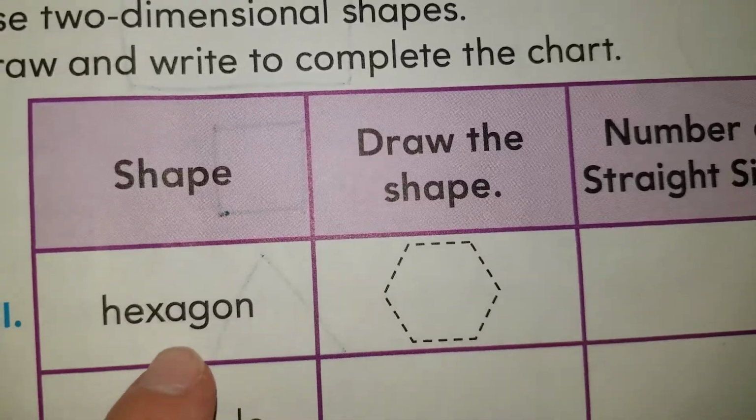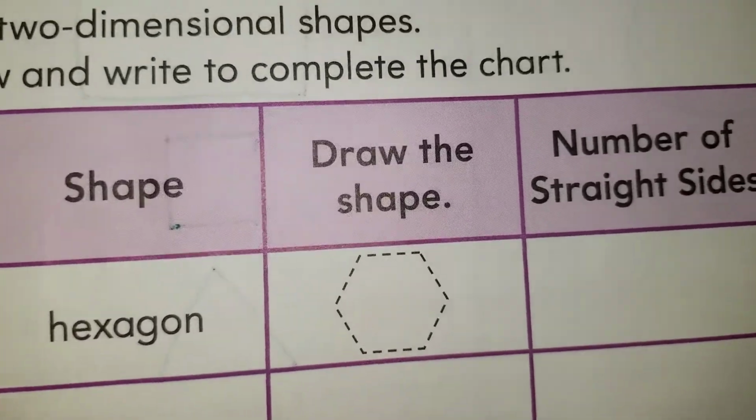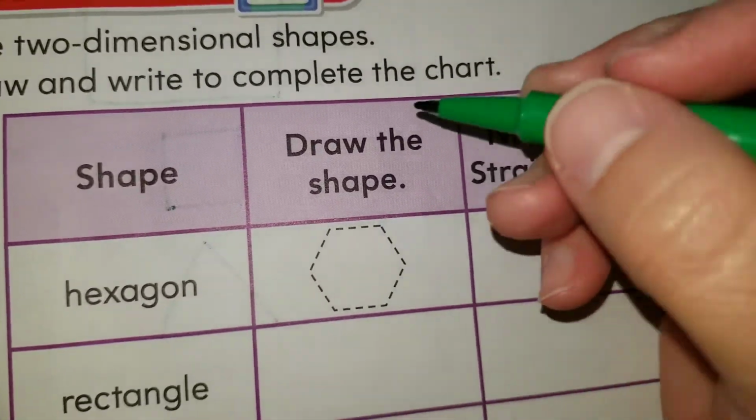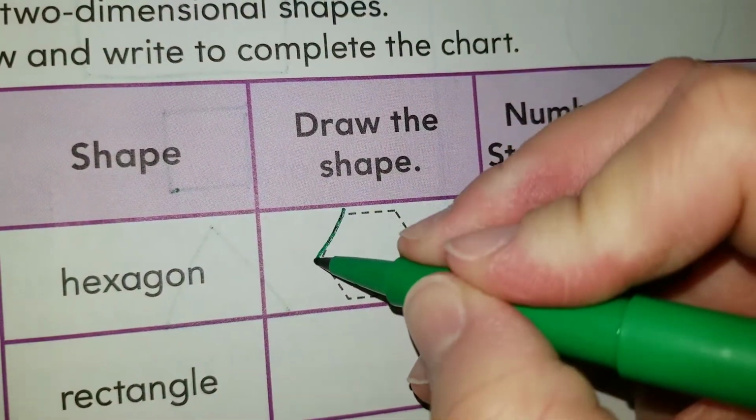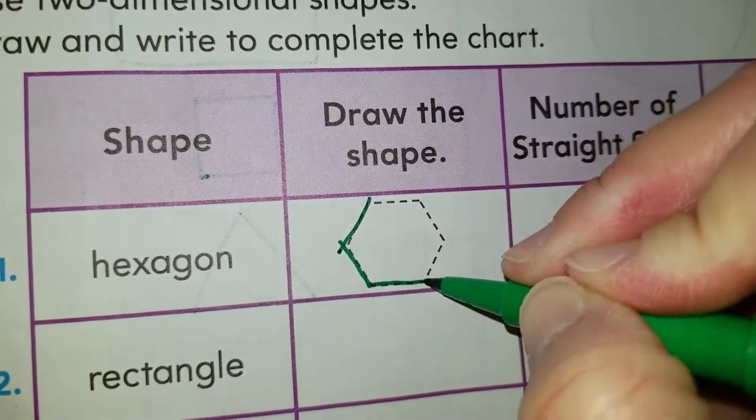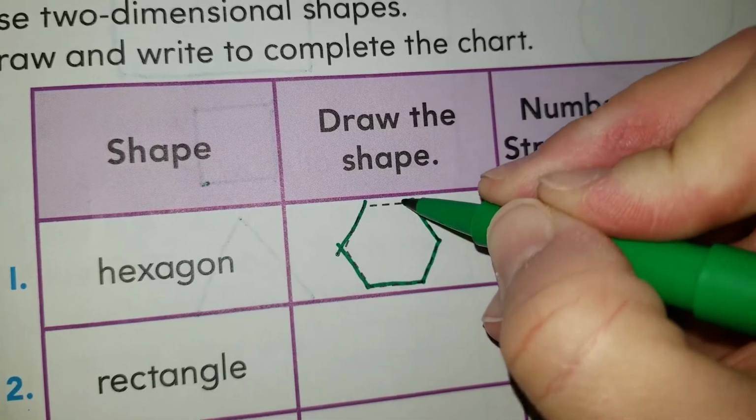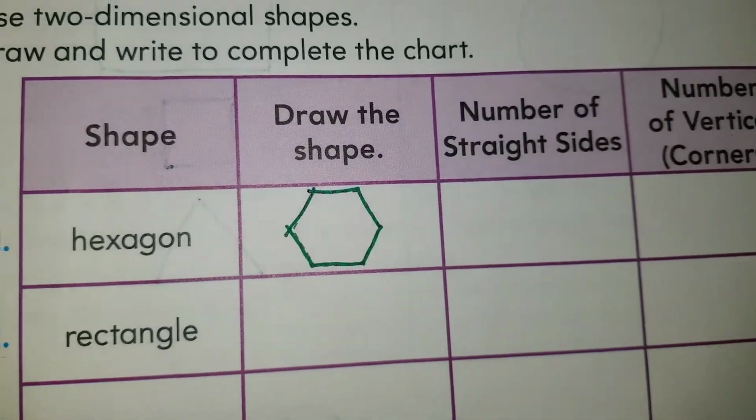So number 1, we have the hexagon. And the picture of the hexagon is already done for you. But I still want you to go ahead and trace the shape. You're going to use your pencil to trace the shape. Go ahead and trace the shape.